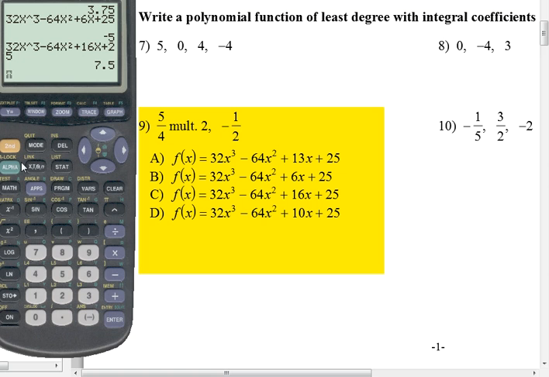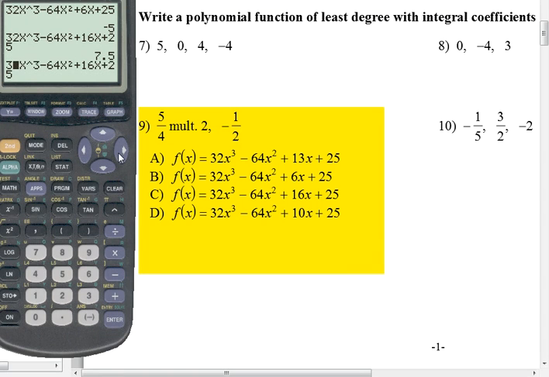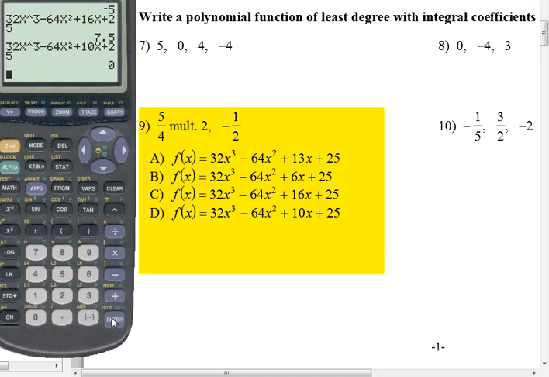Still don't have 0, so let's check D. Okay, the beginning's the same, but it's plus 10x plus 25. Finally, I get 0, so that means that D is the answer to this. Okay, D, copy down that polynomial for number 9. Copy that one down on your paper.